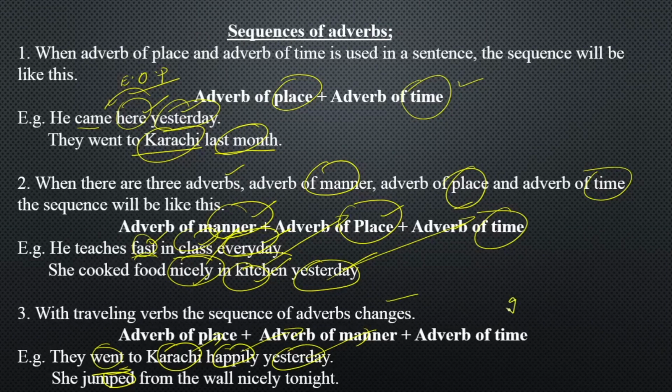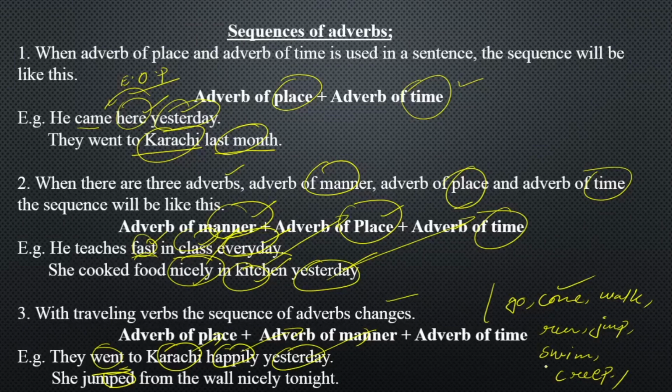What are the traveling verbs? Go, come, walk, run, jump. In the same way, swim, creep are your traveling verbs, where there is movement of hands and legs and body directly. In the same way, second example, she jumped from a wall nicely tonight. Here, wall is adverb of place, nicely is manner, and tonight is time.